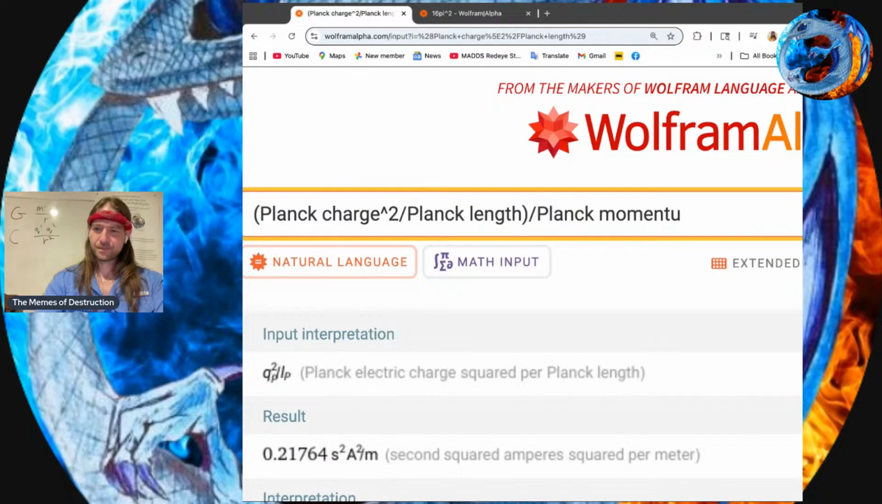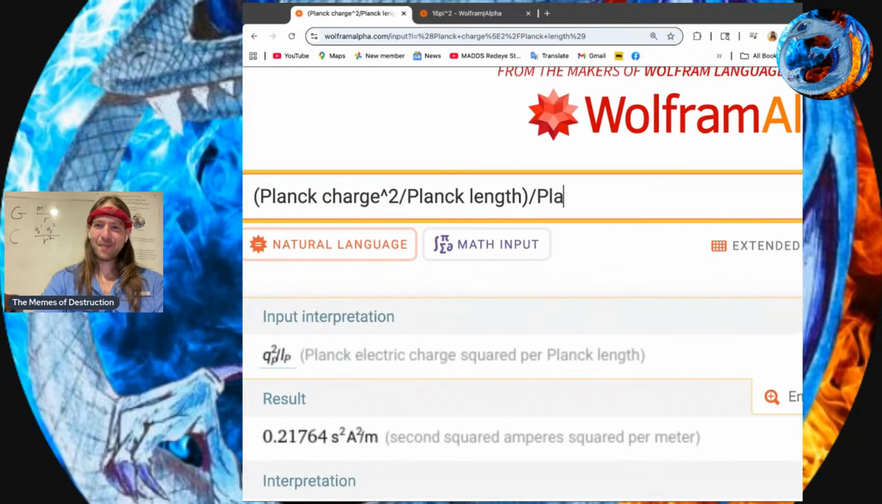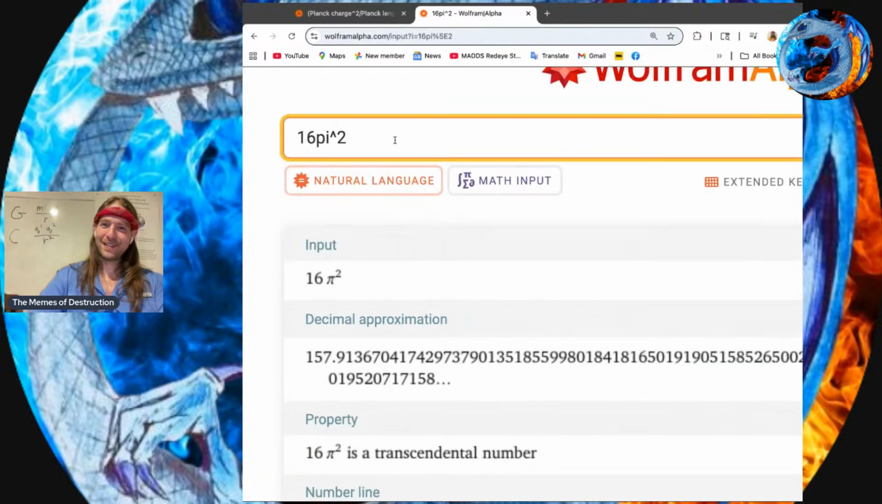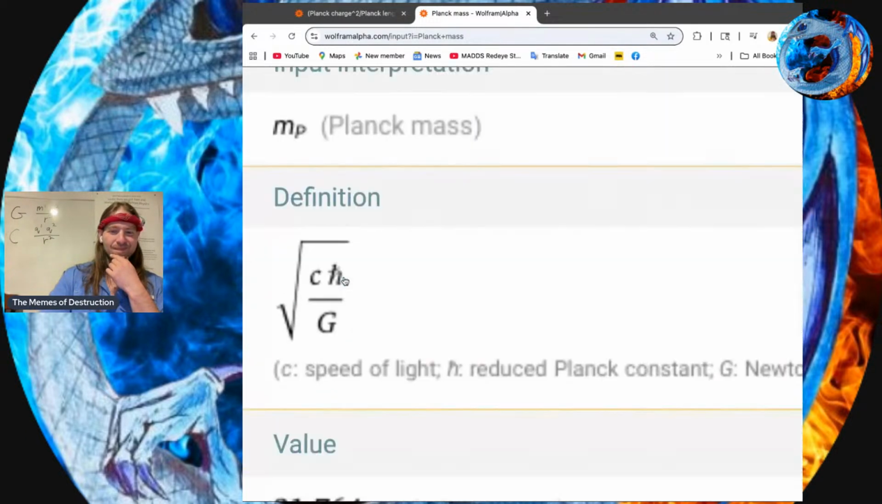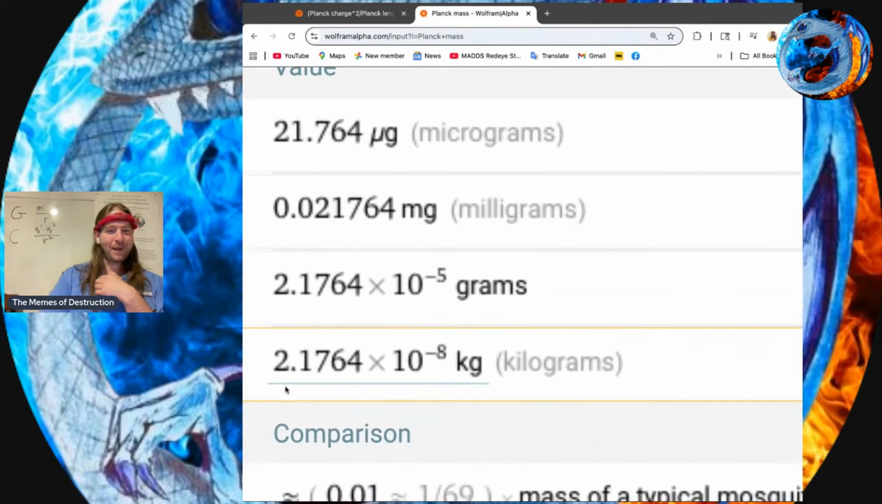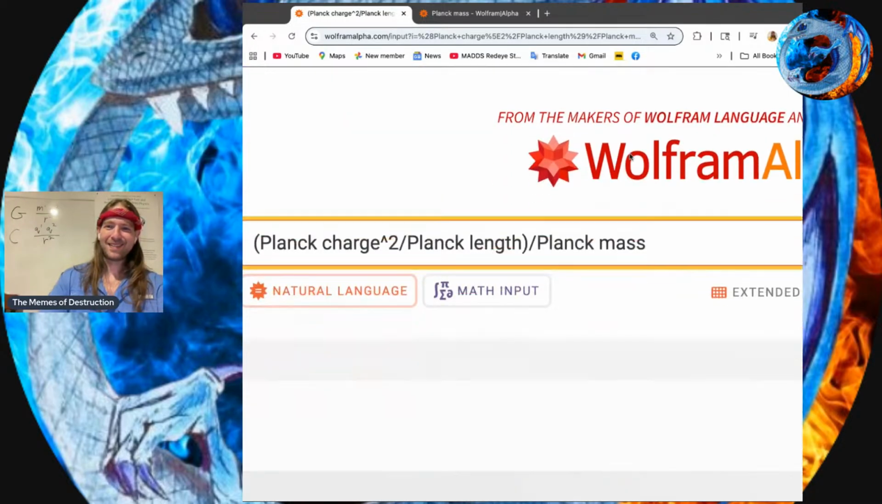Good. Now let's just divide this whole thing like we did before. Let's just divide it by the Planck mass, because you trust but verify. The Planck mass is basically 2.1764 times 10 to the minus 8 kilograms. Again, dimensions are different. Divided by the Planck mass. Let's see what we get.